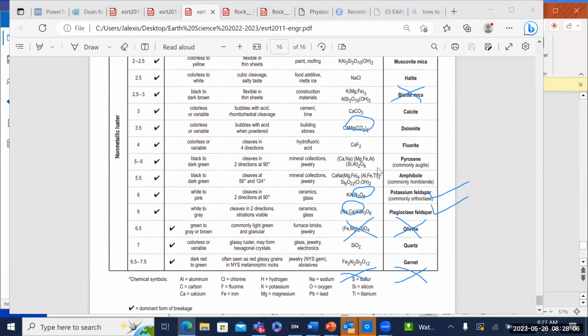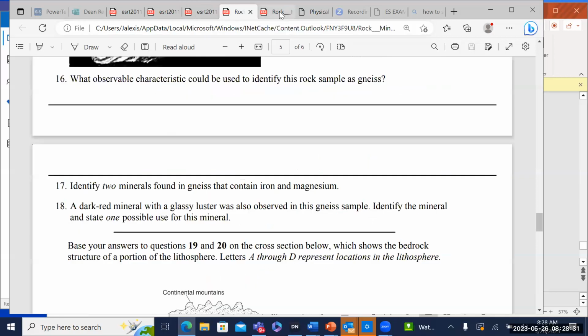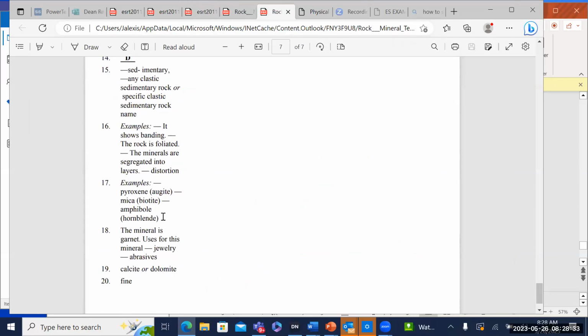Garnet was here. I'll clear that. And garnet, I see Fe, but I do not see Mg. I do not see Mg. So therefore, I apologize, garnet would not be the answer. So for your final answer, you could have said pyroxene, biotite mica, or amphibole. Any of those three would be correct.